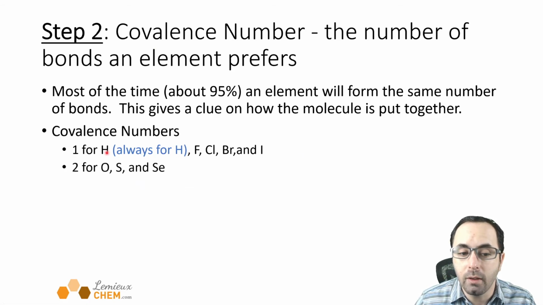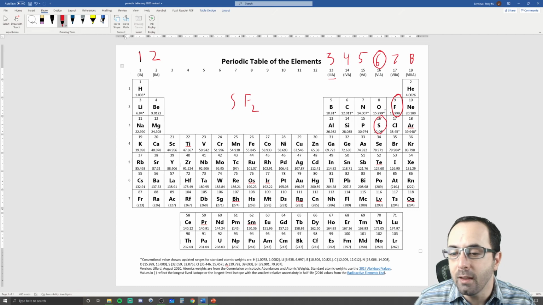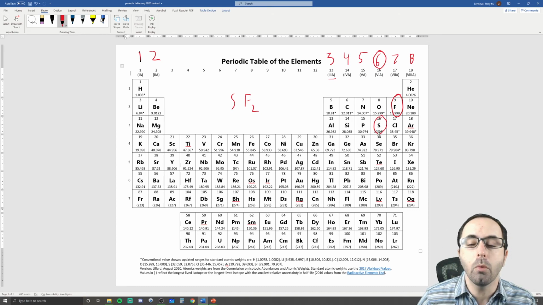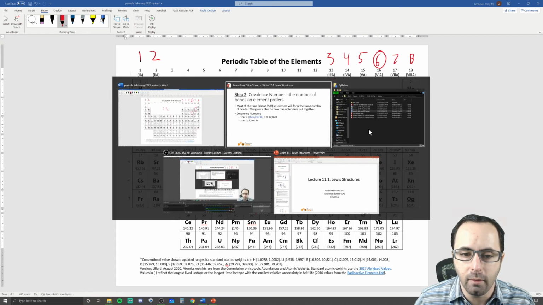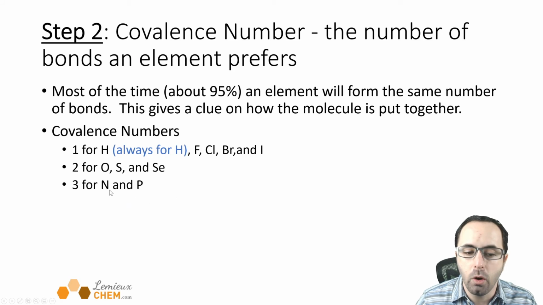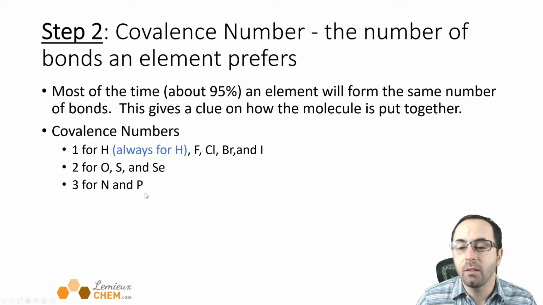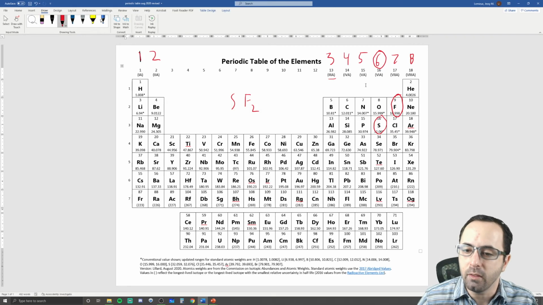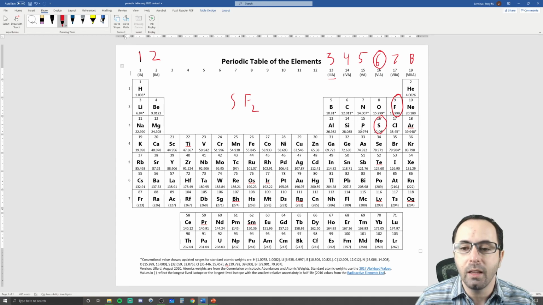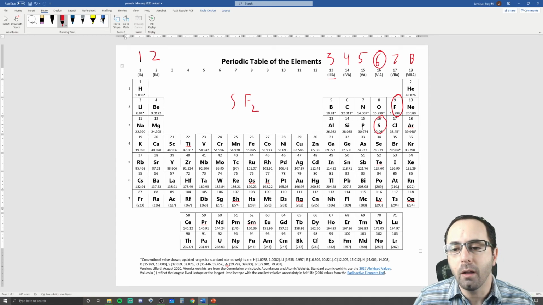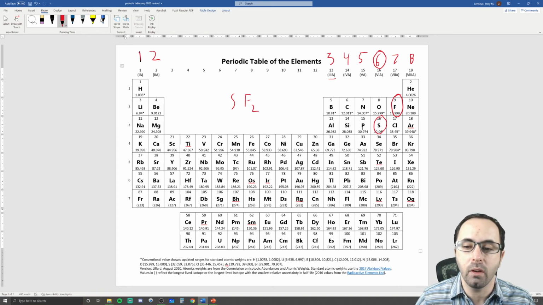For oxygen, sulfur, and selenium, these nonmetal atoms, they will make 2 bonds. Because they start with 6 valence electrons, they need 2 more to have 8. So they will make 2 bonds in order to get those additional 2 electrons. For nitrogen and phosphorus, they tend to make 3 bonds. Their covalence number is 3. This is because they start with 5 valence electrons. They need 3 more to have 8, so they make 3 bonds in order to get 3 more electrons, 1 from each bond that they get by sharing with another atom.